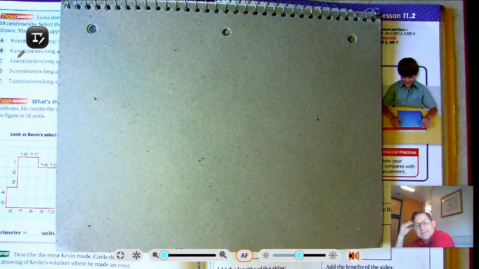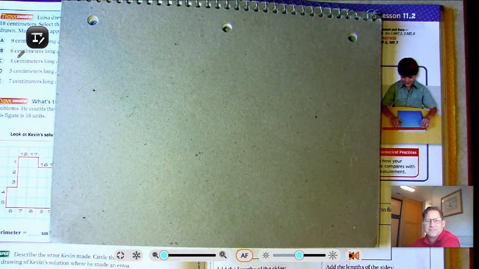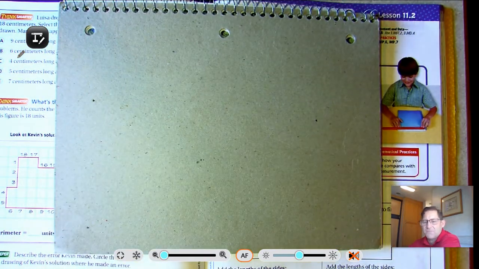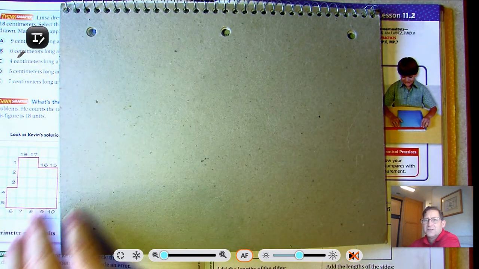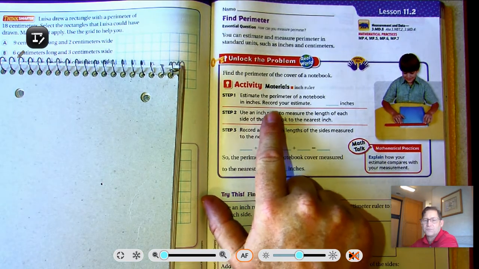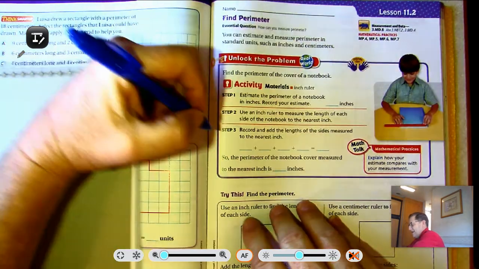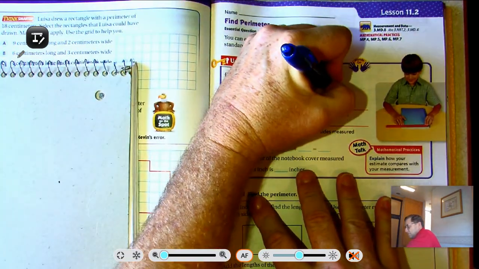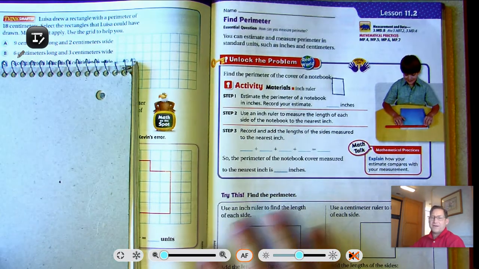Now, I've heard that lined paper is about 8.5 by 11. We often hear that term for the size of paper, 8.5 by 11. So the first part says estimate the perimeter of a notebook in inches. So I think I'm going to draw a copy of my notebook.